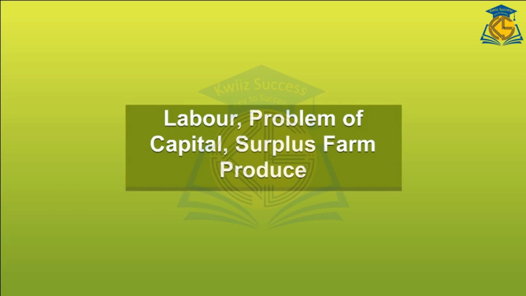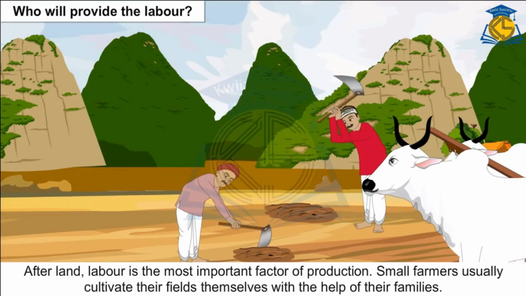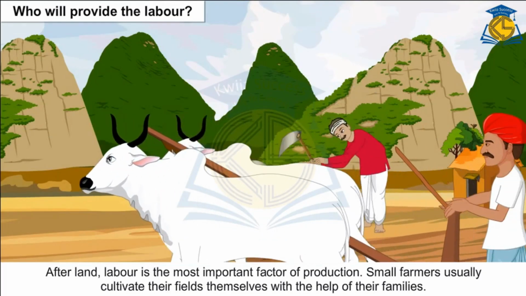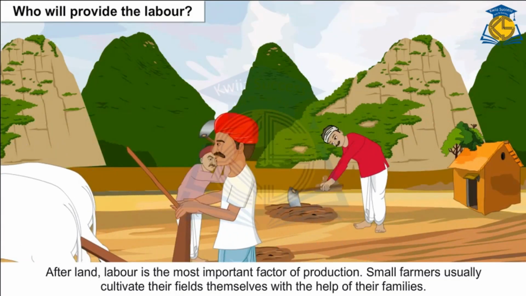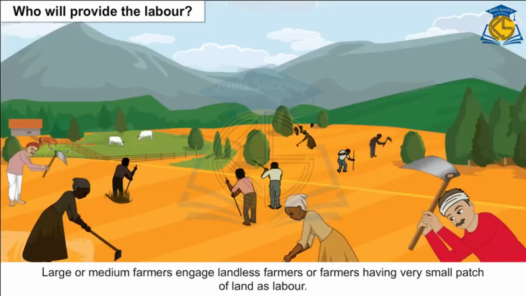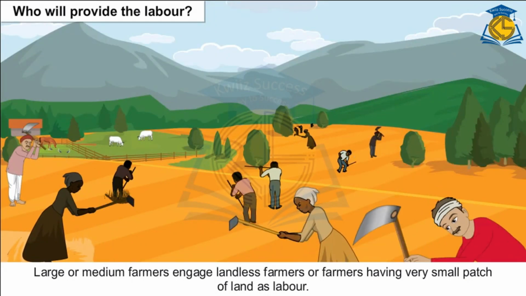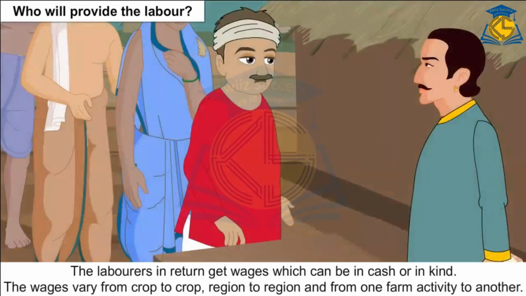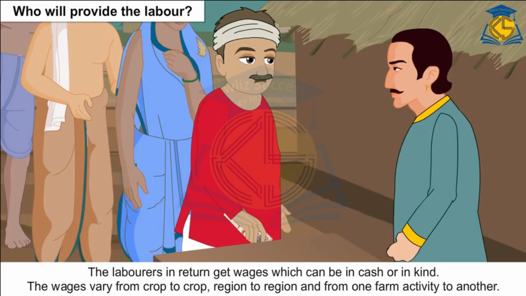Labor problem of capital surplus farm produce. Who will provide the labor? After land, labor is the most important factor of production. Small farmers usually cultivate their fields themselves with the help of their families. Large or medium farmers engage landless farmers or farmers having very small patch of land as labor. The laborers in return get wages, which can be in cash or in kind.